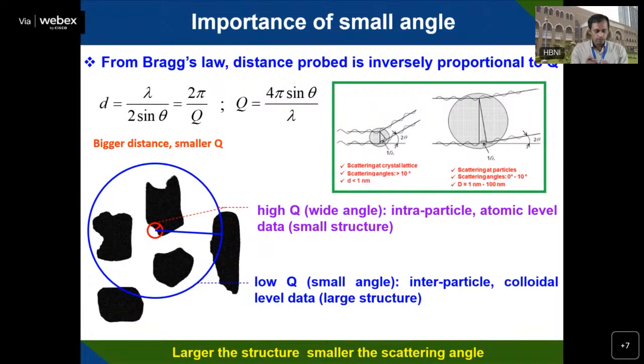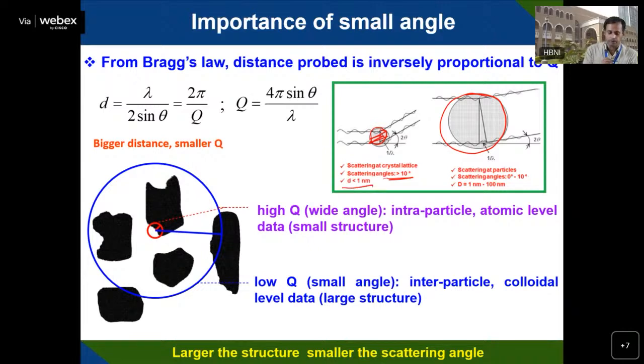So you need mainly small angle X-ray scattering. You see here you have smaller particles and bigger particles. These are two types of particle I have shown. When I have a smaller particle, the scattering angle is greater than 10 degrees, which you use in case of diffraction. You will get the lattice interference between the lattice planes, and that type of information we will get.